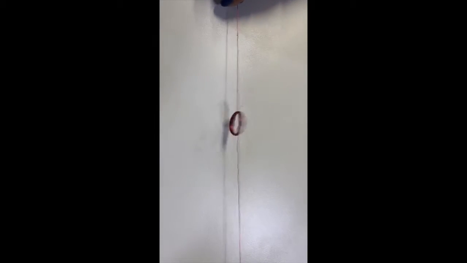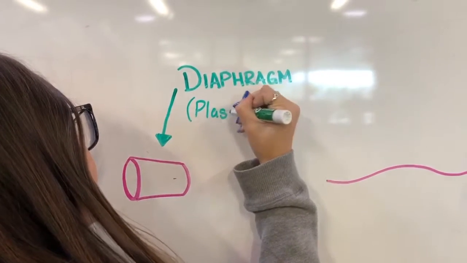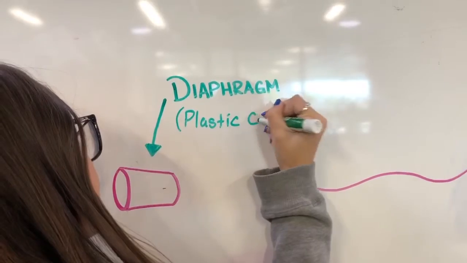First, I'll start off by explaining the four main components of a speaker. They are the voice coil, magnet, diaphragm, and terminals, in that exact order.